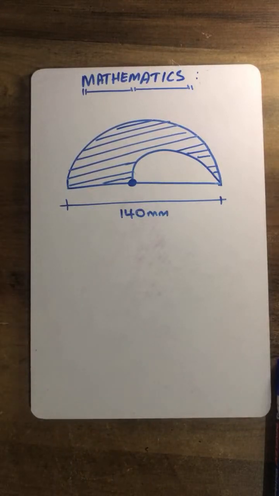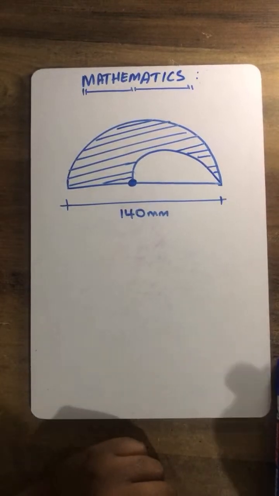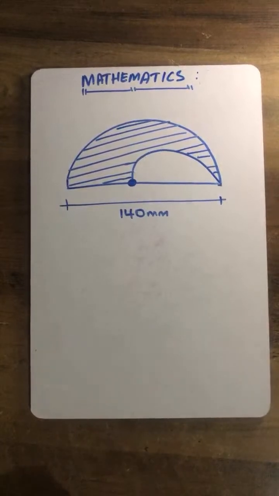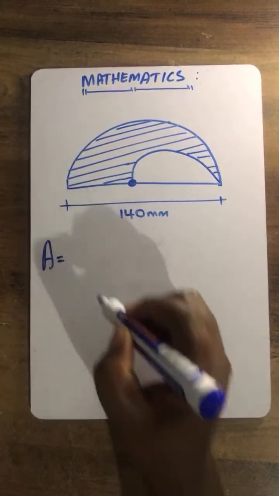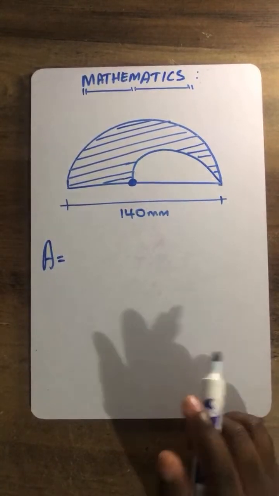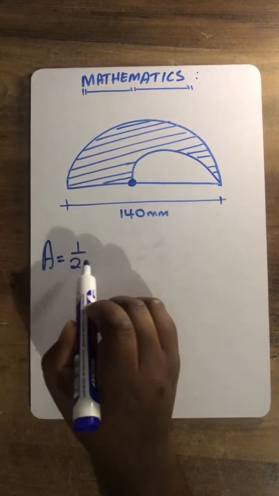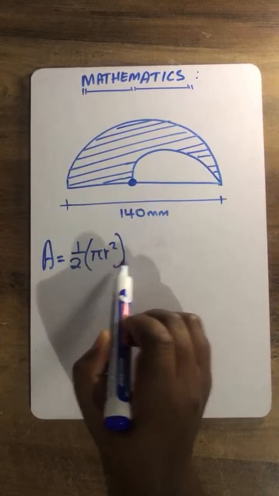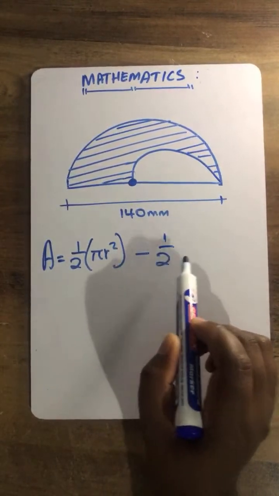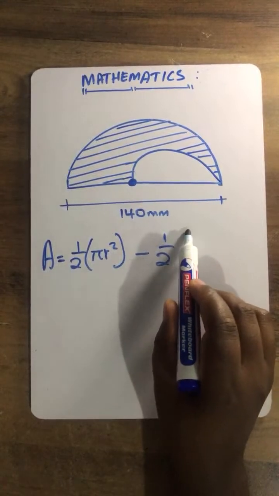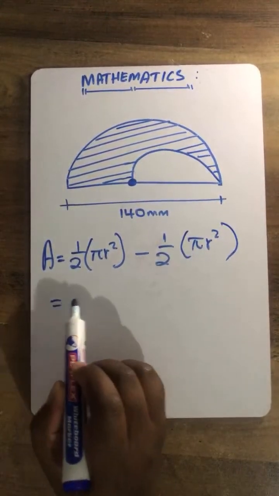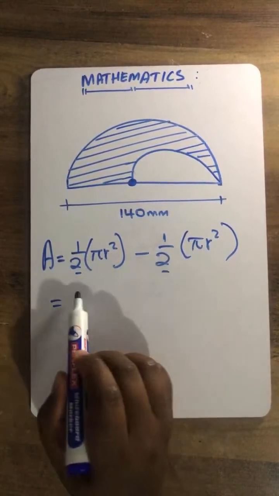Okay, they've got some responses. Let's see, 577. Okay, let us see. So the area will be a half of that big one minus half circle of the small one. So you can take out this as a common factor.